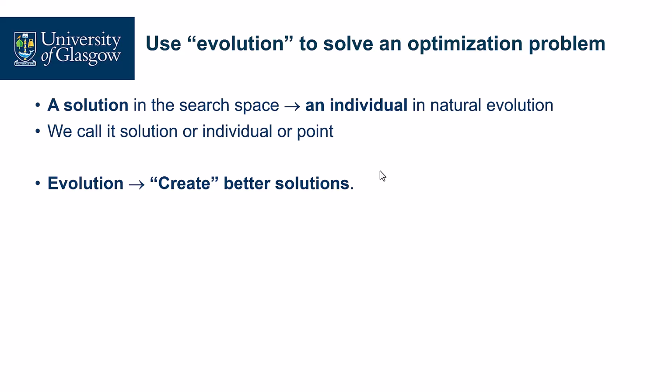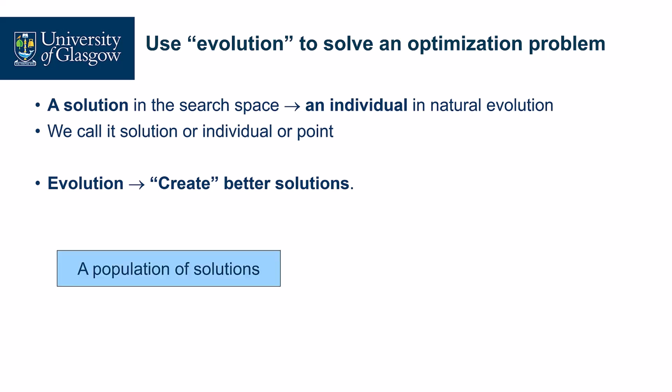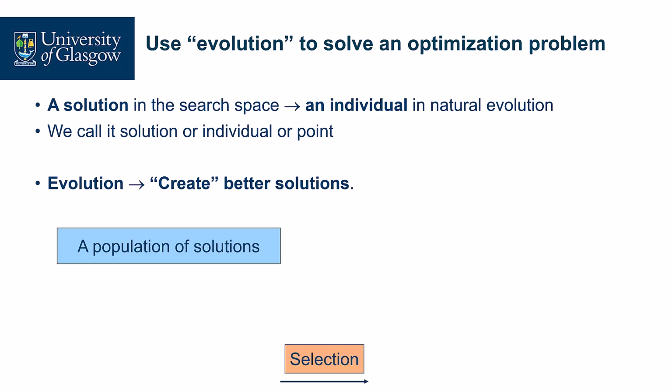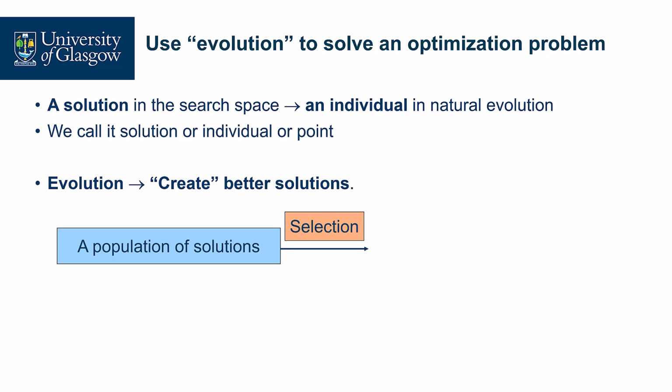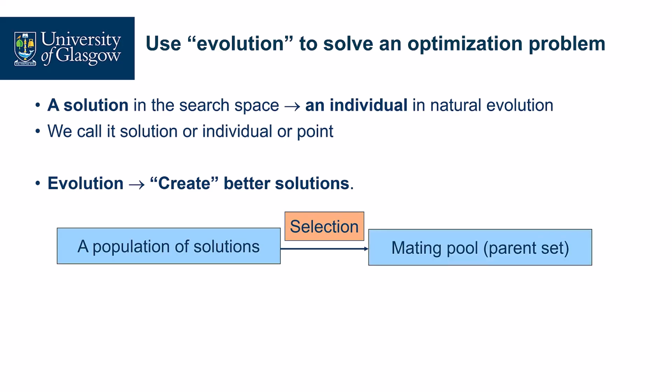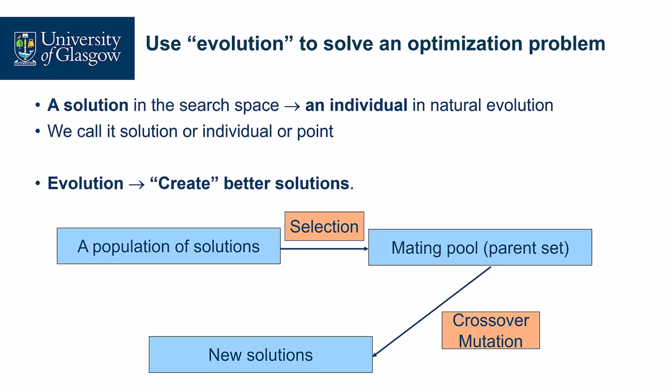So we call a solution in the search space an individual in the natural evolution. So we do evolution to create better solutions. We start from a population of solutions, then we do the selection. After selection, we get the mating pool. Then by doing crossover and mutation, we exchange the individuals in the mating pool to generate new solutions. And for the last step, we replace the old solutions with the new ones. So this is the process, right?